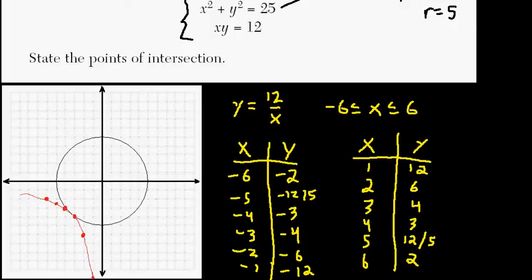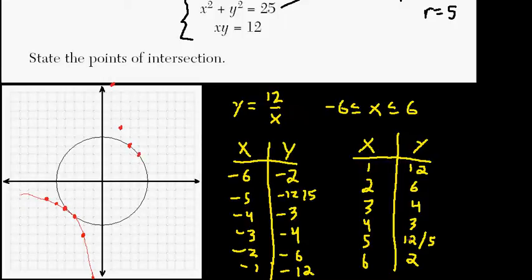So again, we'll go through and we'll plot the rest of those points. Let's plot x is 1. That's going to equal 12, and 12 is way up over here somewhere. If x is equal to 2, y is 6. So 1, 2, and then we go up to 6. If x is equal to 3, y is equal to 4. Again, that looks like an intersection point right there. If x is equal to 4, y is equal to 3. And again, it looks like an intersection point.